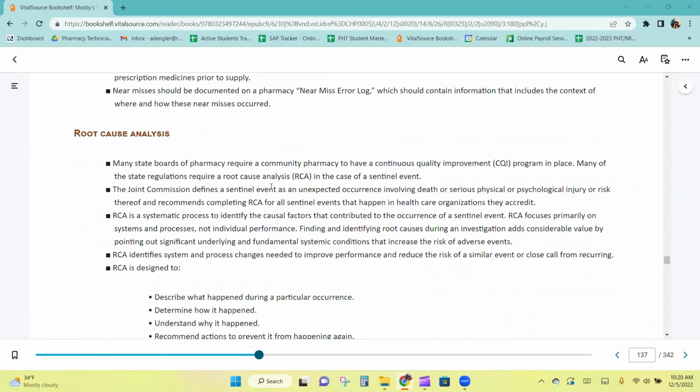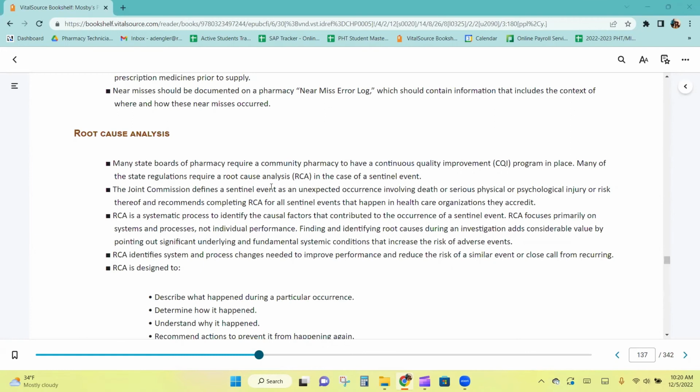Root cause analysis. Many state boards of pharmacy require a community pharmacy to have a continuous quality improvement program in place. Many of the state regulations require a root cause analysis in the case of a sentinel event. The Joint Commission defines a sentinel event as an unexpected occurrence involving death or serious physical or psychological injury or risk thereof, and recommends completing RCA for all sentinel events that happen in healthcare organizations they accredit.